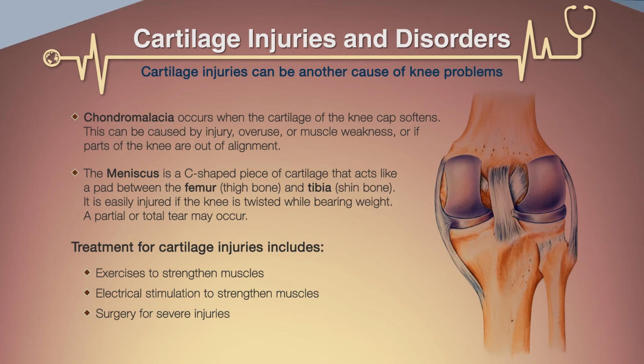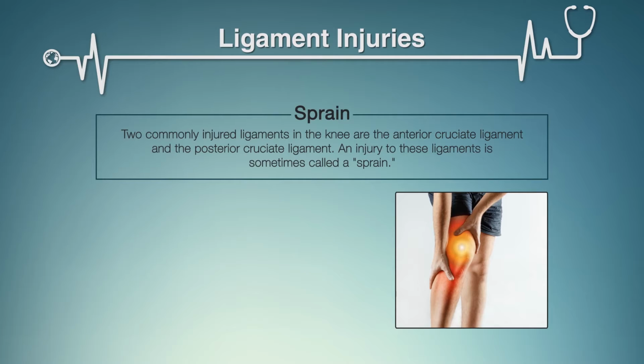2 commonly injured ligaments in the knee are the anterior cruciate ligament or ACL and the posterior cruciate ligament or PCL. An injury to these ligaments is sometimes called a sprain. The ACL is most often stretched or torn by a sudden twisting motion. The PCL is usually injured by a direct impact, such as an automobile accident or football tackle. The medial and lateral collateral ligaments are usually injured by a blow to the outer side of the knee, which can stretch and tear a ligament.